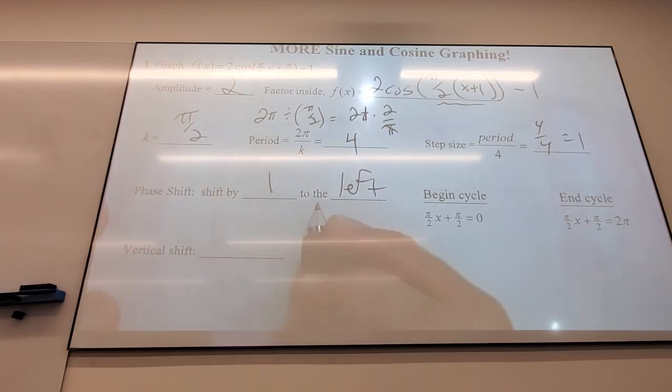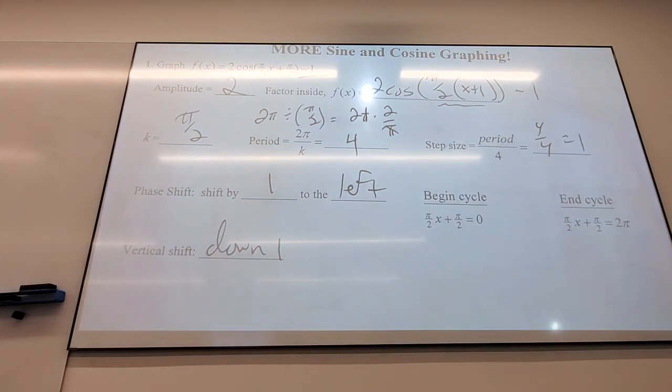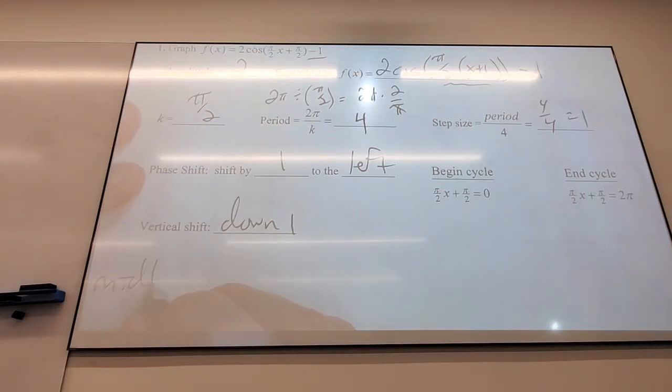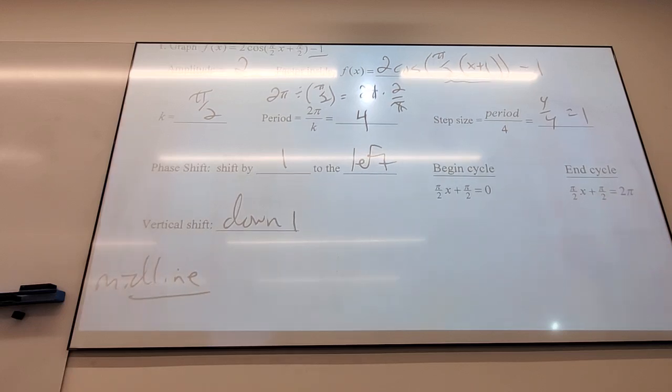What's the vertical shift? Downward. Because of this guy. So that's the new part. Which means, where will the midline be? That's what I forgot to put in here. Where will the new midline be? Normally it's at the x-axis. It's at y equals 0. Where will it be now? Y equals -1.